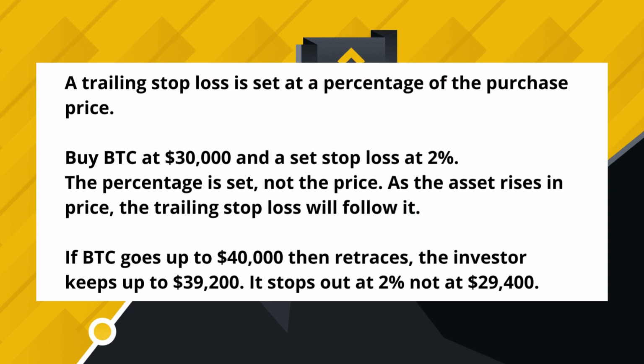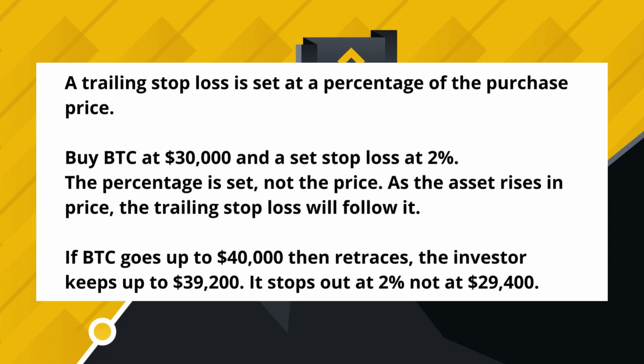A trailing stop loss is set at the percentage of the purchase price. So again, we're buying some Bitcoin at the $30,000 price mark, and we set a stop loss at 2% of that price. The percentage is set, not the price. As the asset rises in price, the trailing stop loss will follow it up.